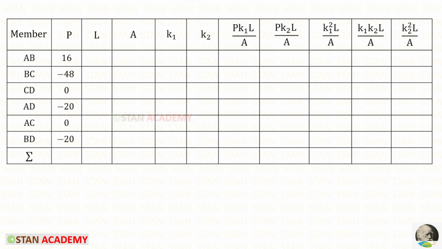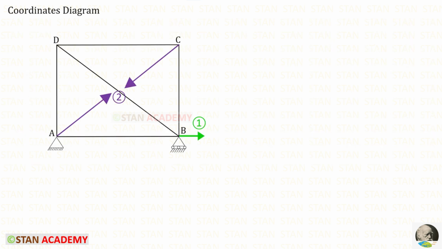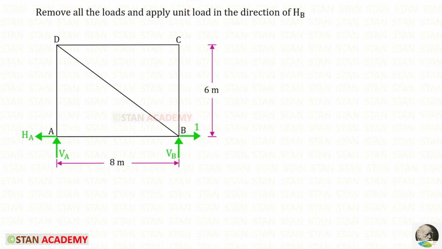Now let us see how to find the values of K1. To find the values of K1, we have to remove all of the loads from the truss. Then we have to apply unit load in the direction of the first coordinate. Our first coordinate is HB. So in the direction of HB, we have to apply unit load. You can see that I have removed all of the loads and I have applied unit load in the direction of HB. Before finding the member forces, we have to find these three reactions.